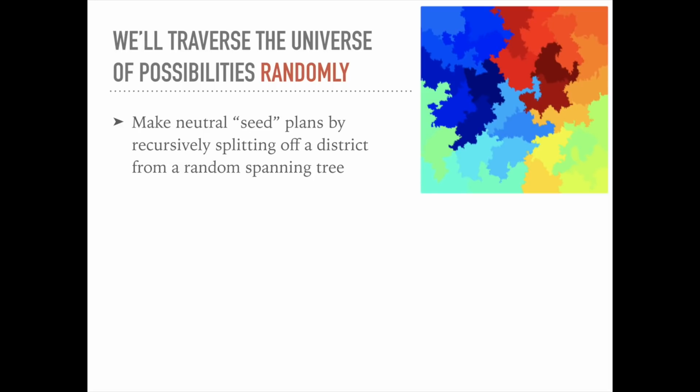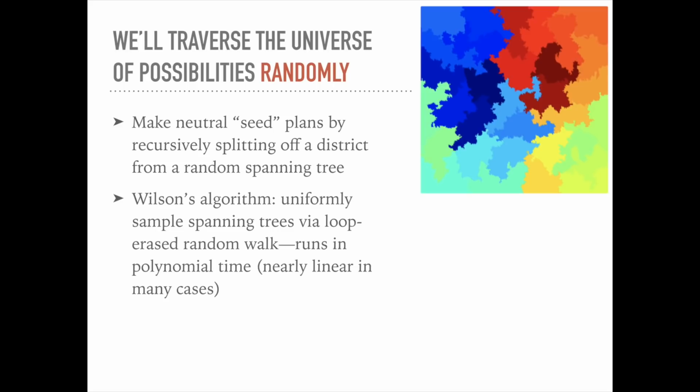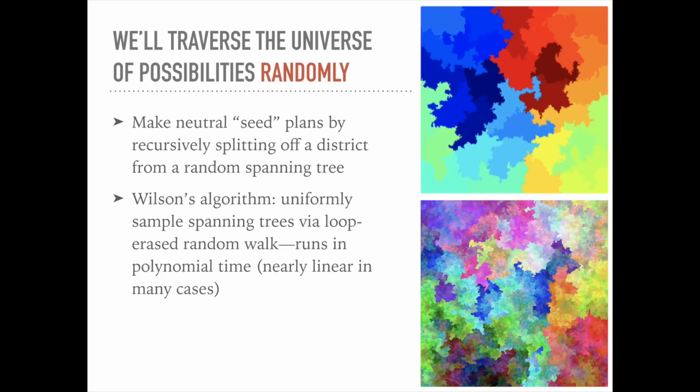And then split off districts of about equal size from it. And you get these bewitchingly beautiful neutral districting plans. Under the hood, there are fun computing algorithms for doing this, for building these spanning trees, and they have great properties. There's something called Wilson's algorithm that can sample uniformly from the space of spanning trees and do it really fast.